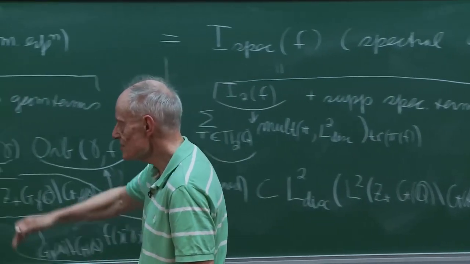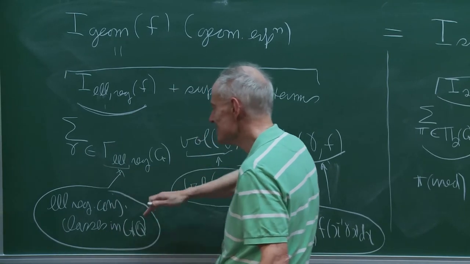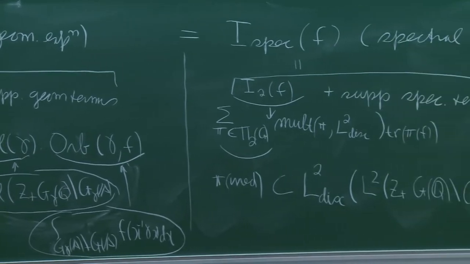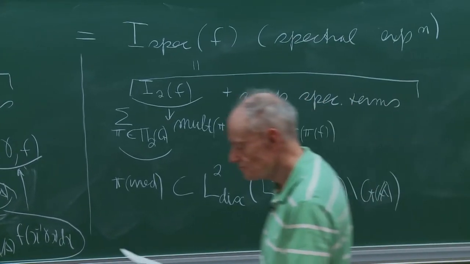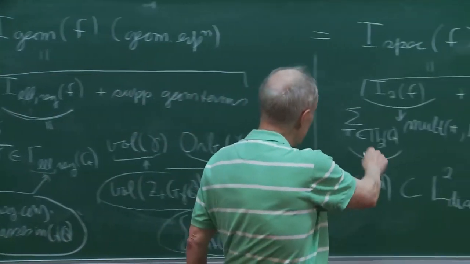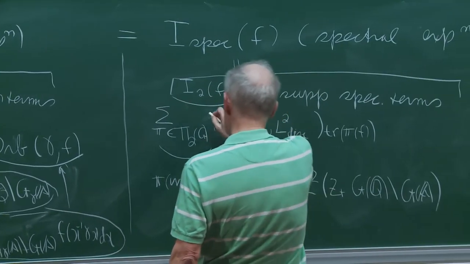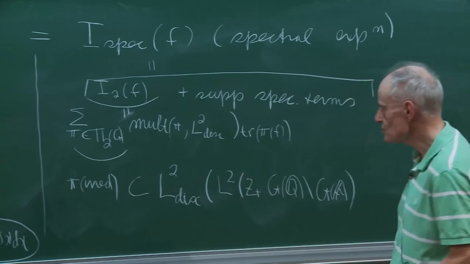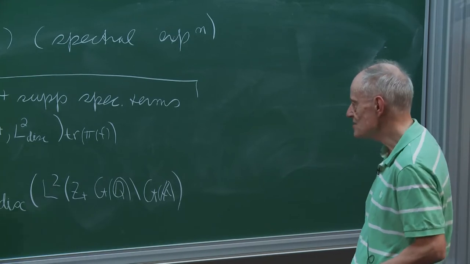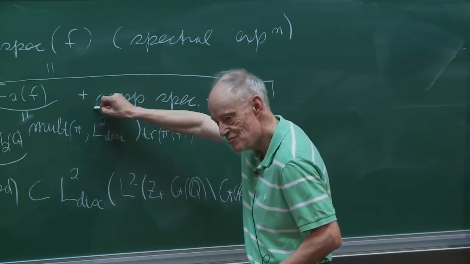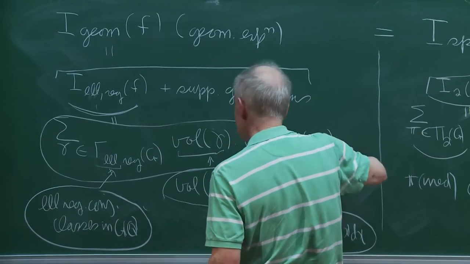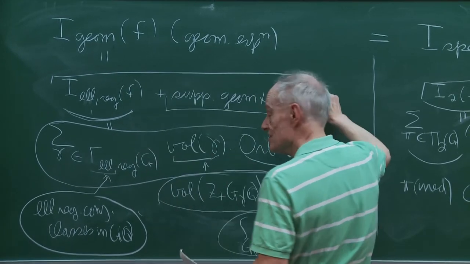And these are in some sense the parallel terms to the discrete spectrum on the spectral side. That's what this is equal to, and I'm not writing this very clearly. And there are correcting terms on both sides. Plus supplementary terms. Let's call them supplets. So this is just equal to this, and I'm not saying anything about these supplementary terms.